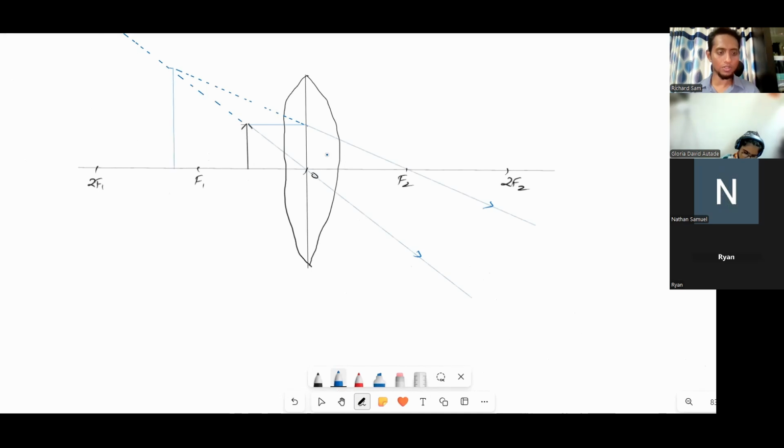Now the image that you draw, also draw as a dotted line image. Don't draw a solid line. Put a dotted line because it's not a real image. It's an imaginary image, a virtual image. So your object is called AB, and this will be A dash B dash.